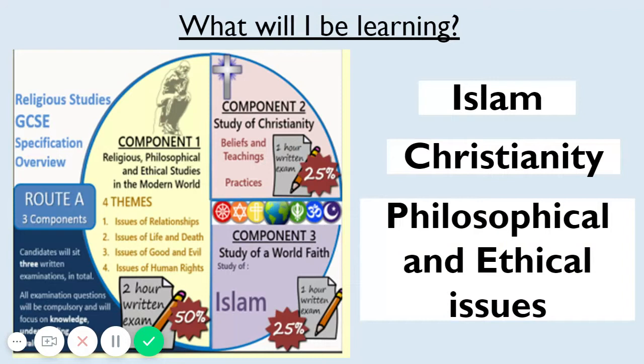The bulk of the GCSE course is the philosophical and ethical units, which is 4 themes: relationships, life and death, good and evil, and human rights. Within this, they'll bring their knowledge of the religions, but also look at non-religious beliefs.